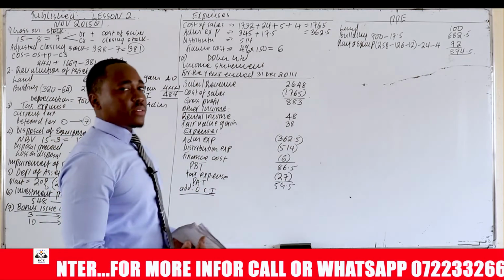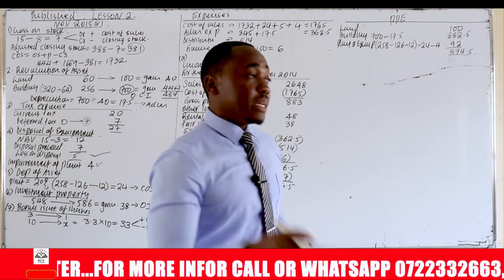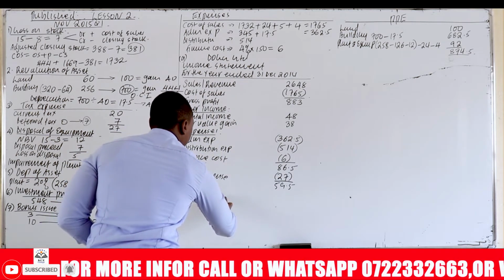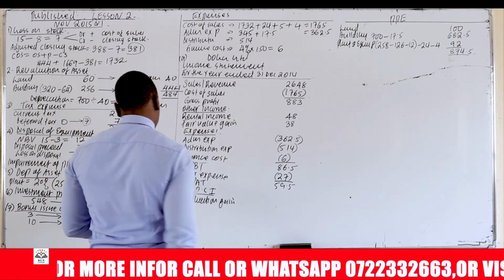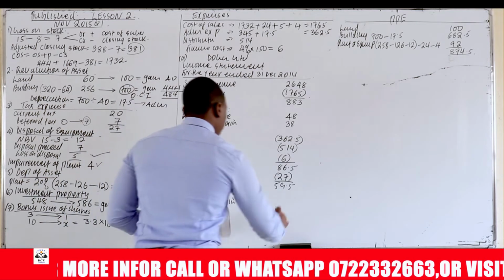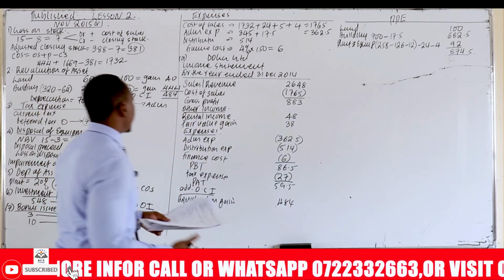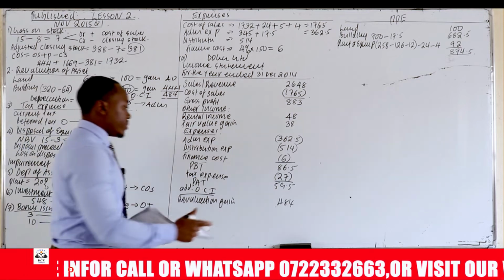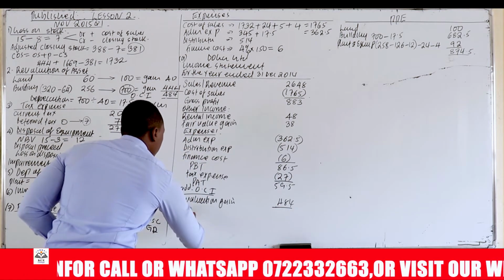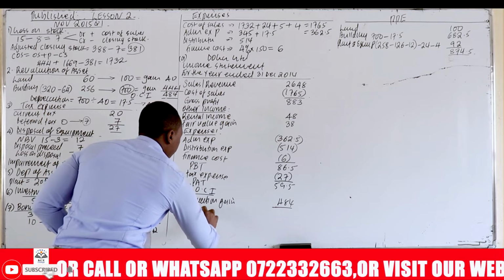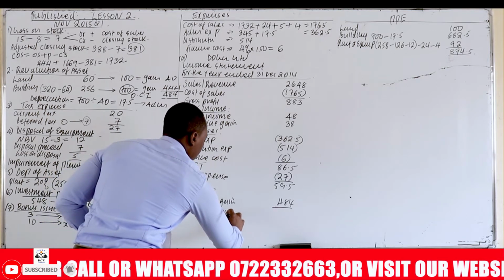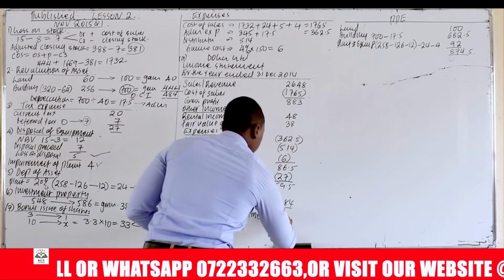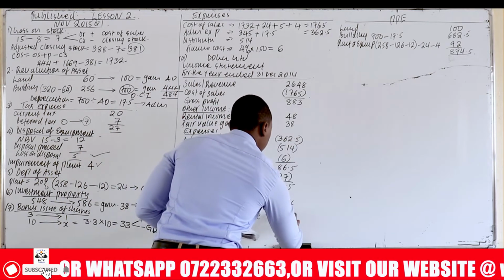Now, under other comprehensive income, there was a revaluation gain on land and building. So revaluation gain, an amount of 484. Here it is. 484, you take it to other comprehensive income. And that's how now we get our total comprehensive income, an amount of 543.5.